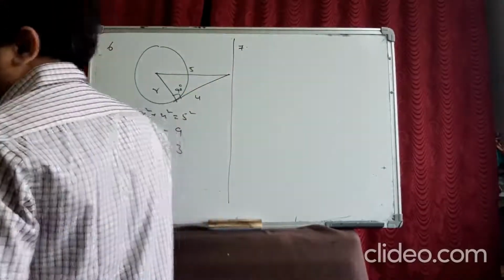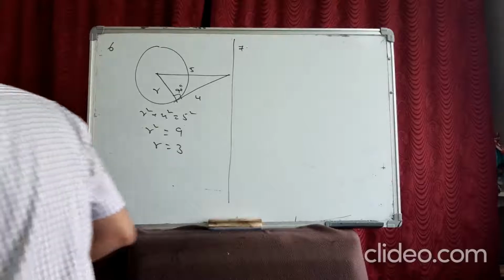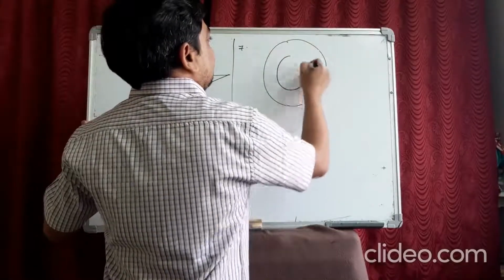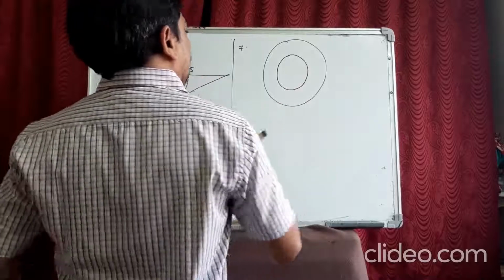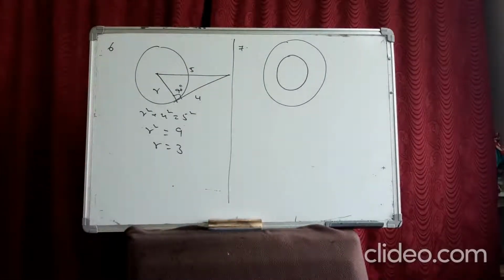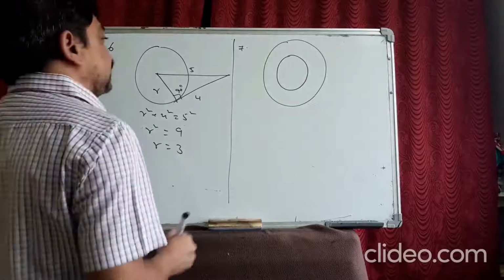Now next question, 7th question. Two concentric circles of radius 5 and 3. See, one is of radius 5, the other one is of radius 3. Now what did they say? Find the length of the chord of the larger circle which touches the smaller circle.